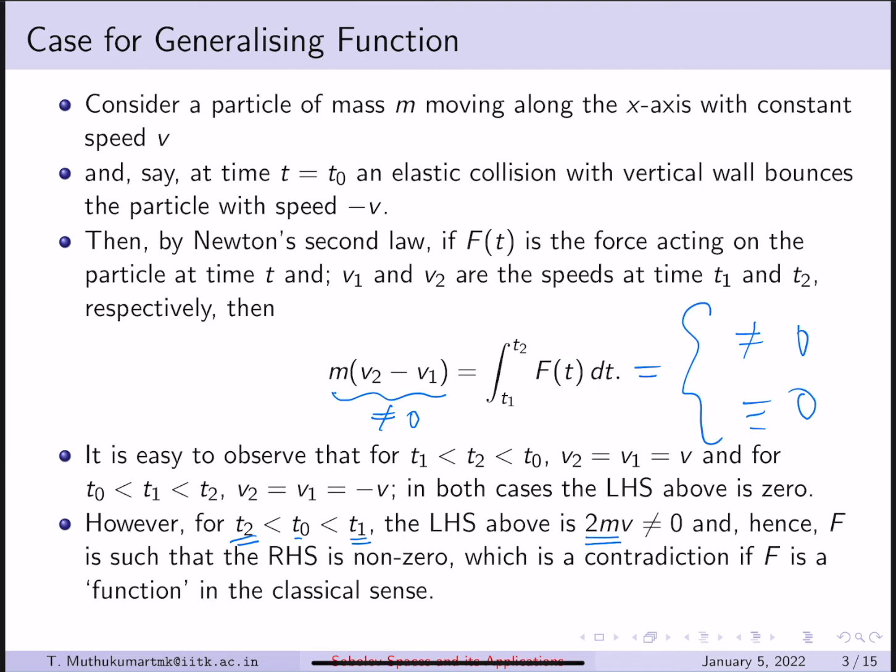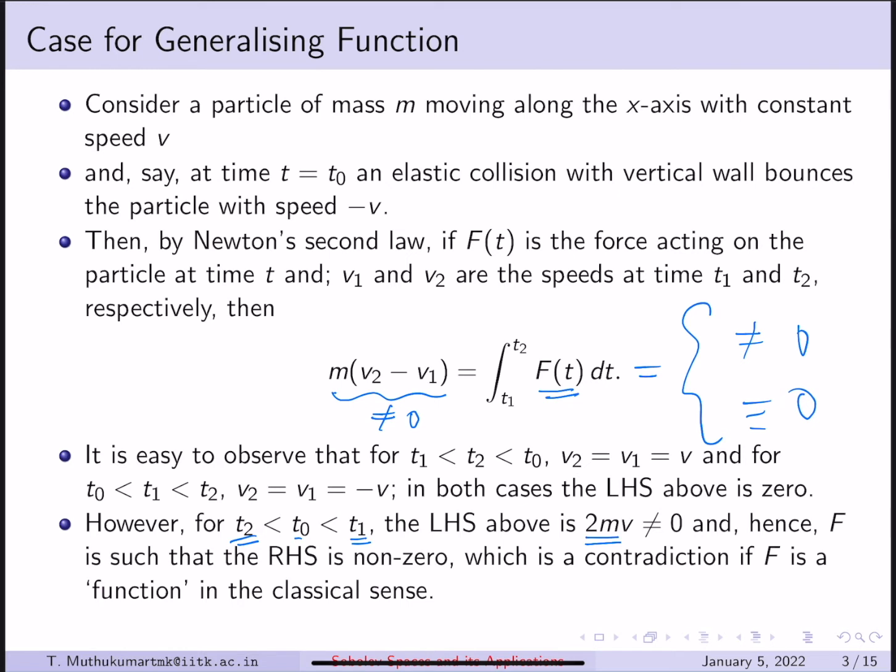Because if you want an f such that this integral is 0 at every point except at one point, that is at t equal to t0, then f of t for all t not equal to t0 comes out to be 0 from the previous equation. And at t equal to t0, there is a collision happening, and that has to be non-zero, which means f is a function which is 0 everywhere except at t0 and non-zero at t0. And the integral of that has to be 0, right?